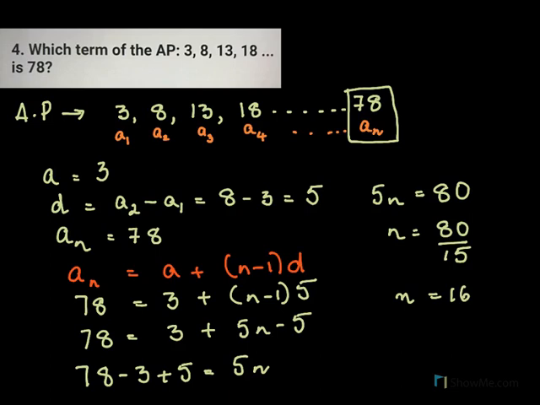So here my nth term will be A16. So for the answer I can write AN, or the 16th term, AN is 78 and A16 is 78. So the 16th term is 78.